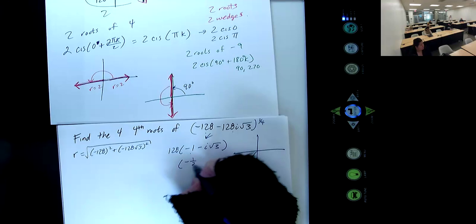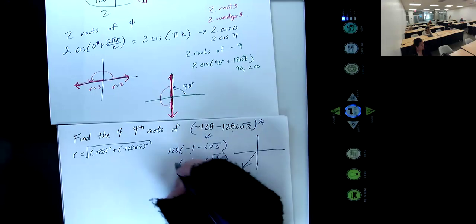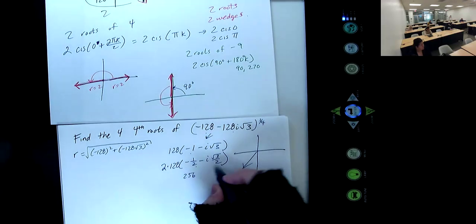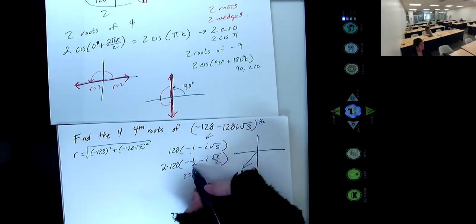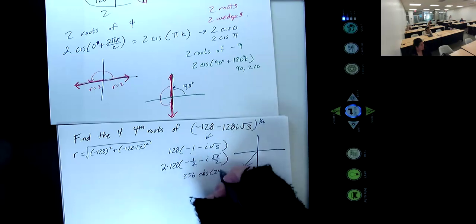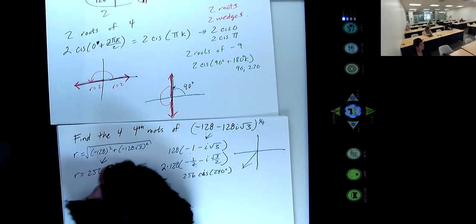So if I take negative 1/2 minus i root 3 over 2, I have a 1/2 in here, so I gotta multiply the outside by 2 to counter the 1/2. And this is looking like 256 times cosine of negative 1/2 and sine of negative 1/2. The reference angle is 60, so this is 240. 256 cis 240. I'm guessing when we throw this in a calculator, we get 256.